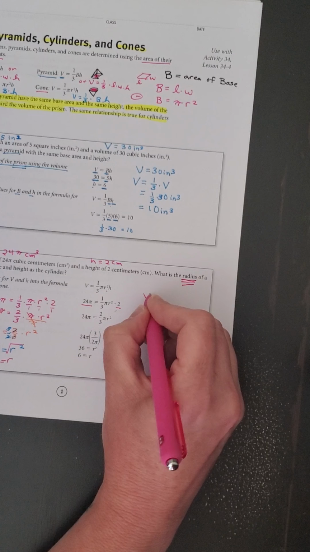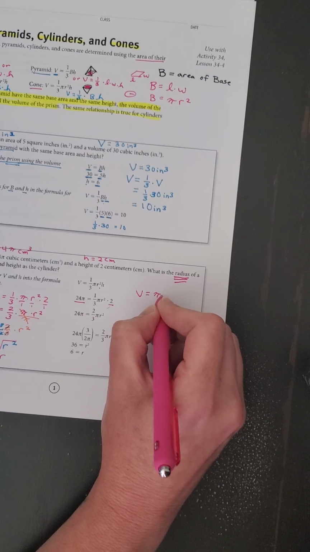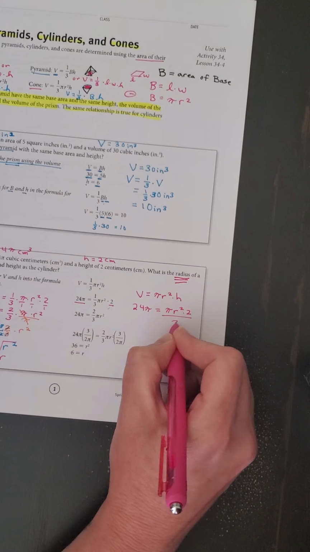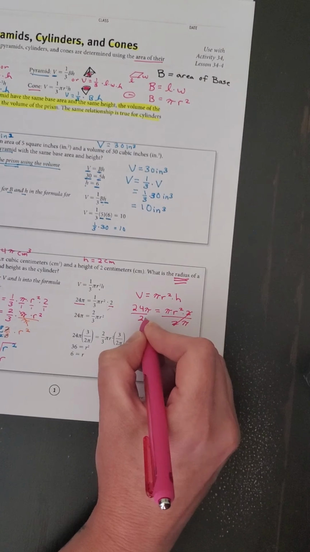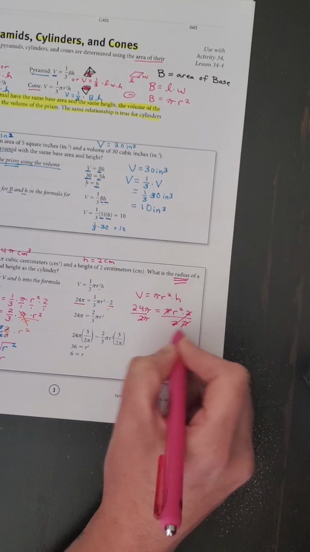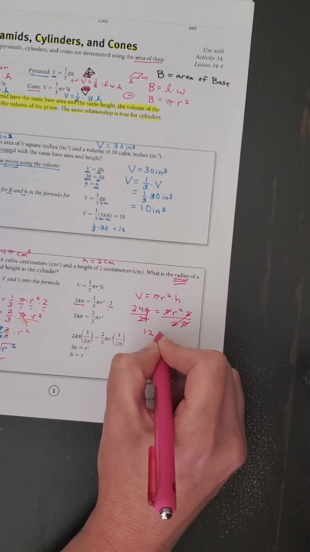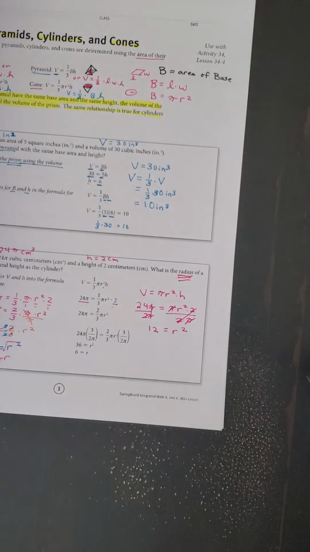So I could say the volume is equal to pi r squared times the height. The volume that they gave me was 24 pi, and that would be pi r squared h. H was 2, so pi r squared times 2. I could divide both sides by 2. Actually, I could divide both sides by 2 pi. Now I'm not working with fractions, so here the pi's will cancel, and then that would be 12 equals r squared. And then what I could do is plug this value back into the volume formula.